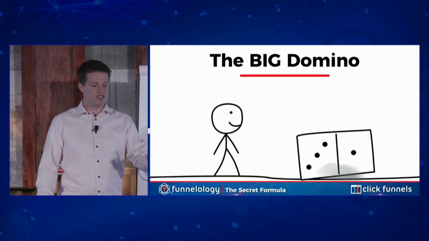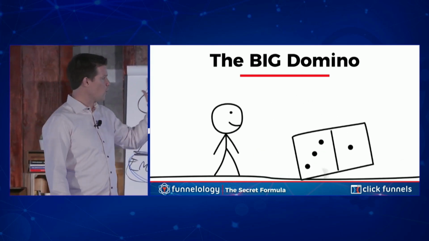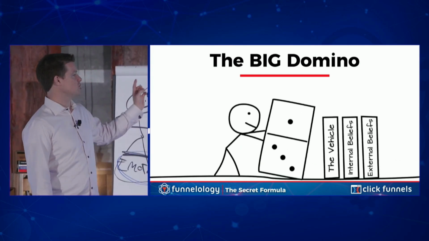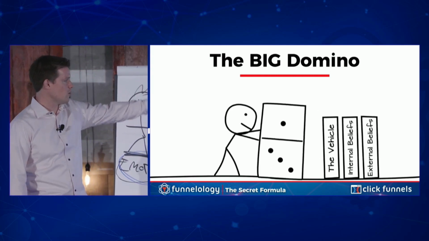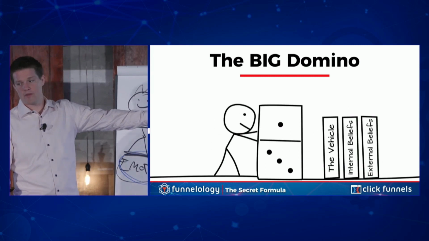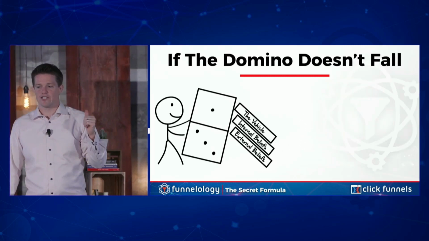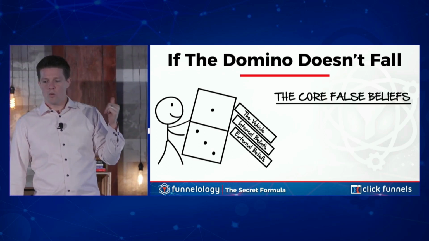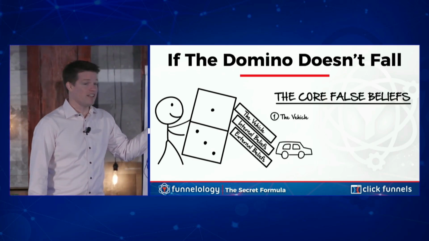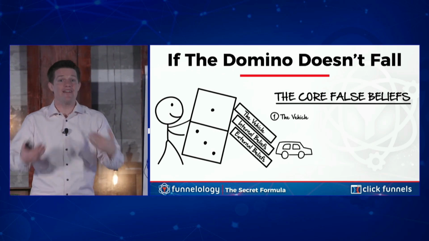So if the origin story doesn't knock the domino down, then you use just 3 things to keep it going, okay? There's 3 dominoes that get it unstuck: the vehicle, the internal belief, and the external belief. These are the next 3 stories. If the domino doesn't fall, I gotta tell 3 other sub-stories. One of them is about the vehicle. The vehicle is the thing you're trying to put them into, right? So my vehicle is funnels.